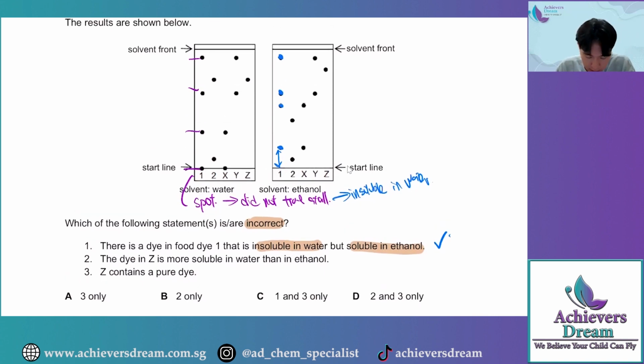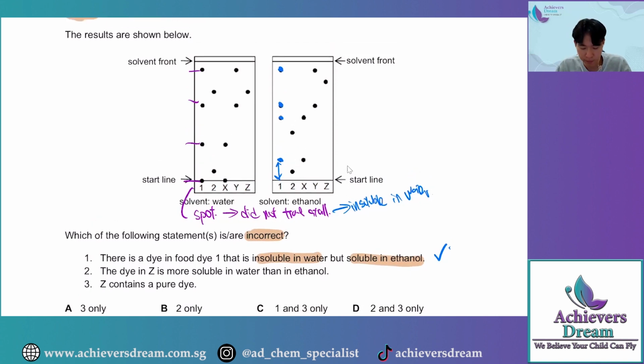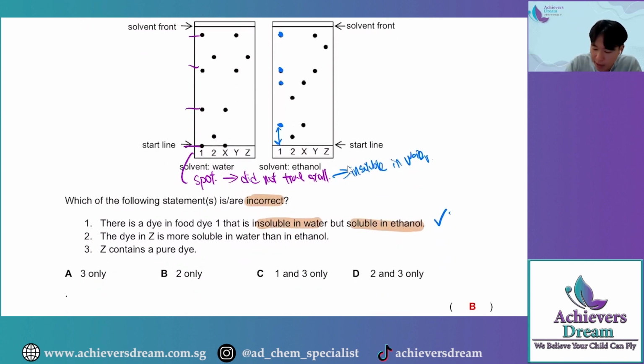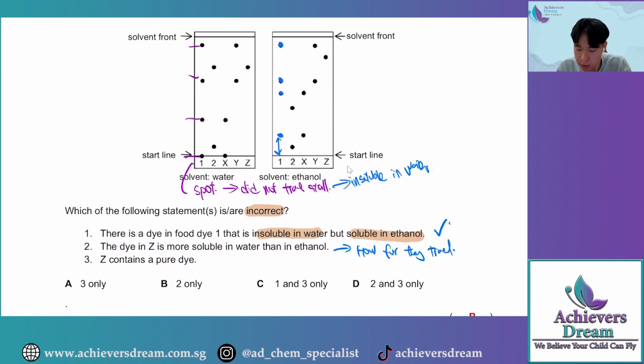Let's look at statement 2. The dye in Z is more soluble in water than in ethanol. Okay, so how do we tell if something is more soluble or not? It's basically how far they travel in the chromatogram.